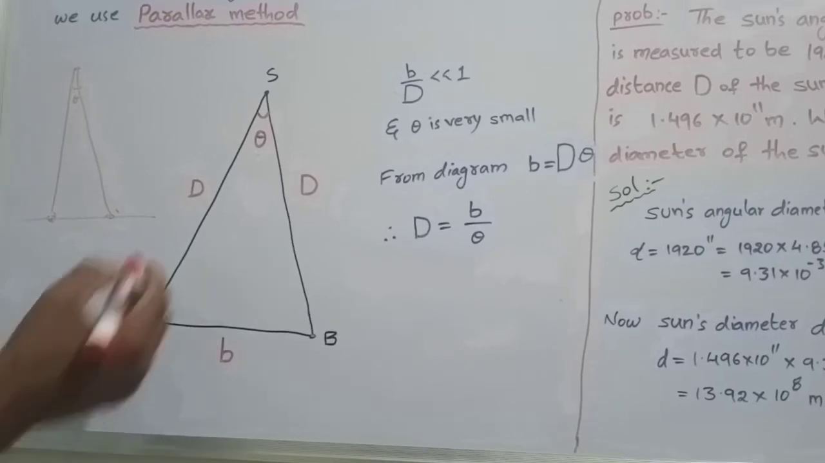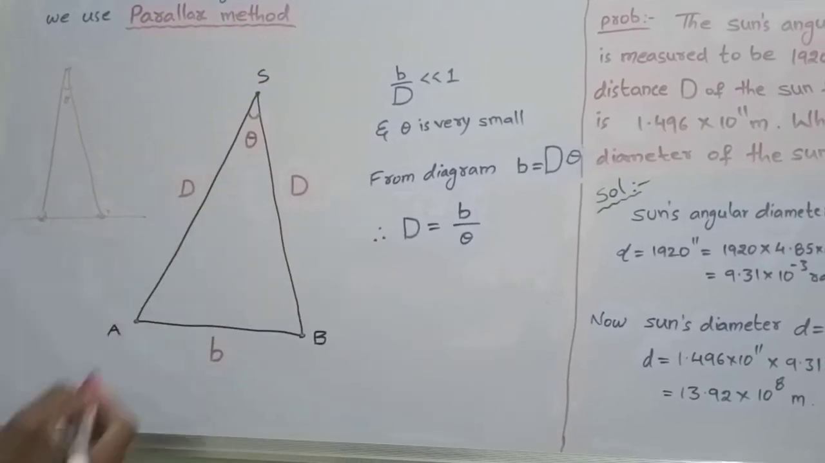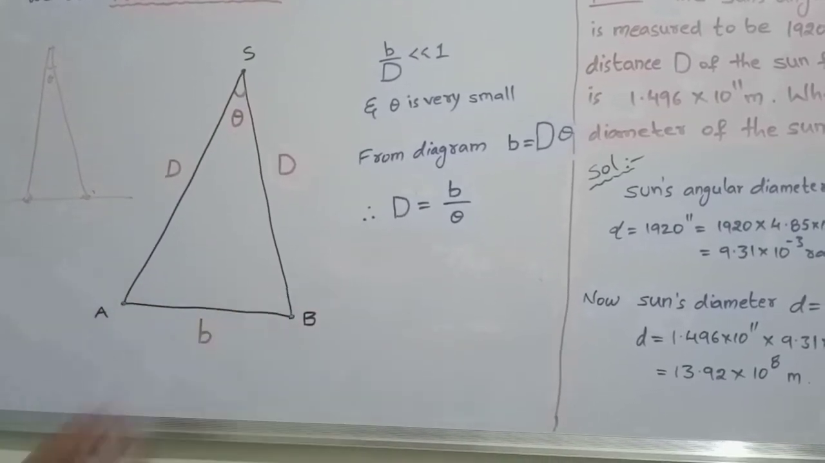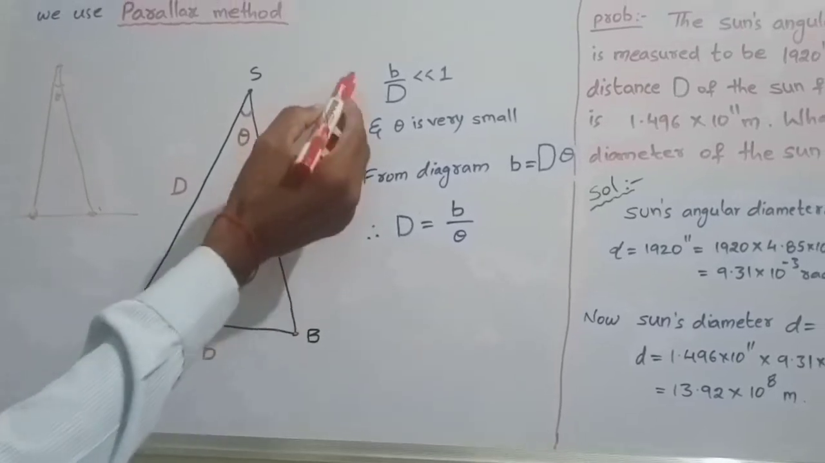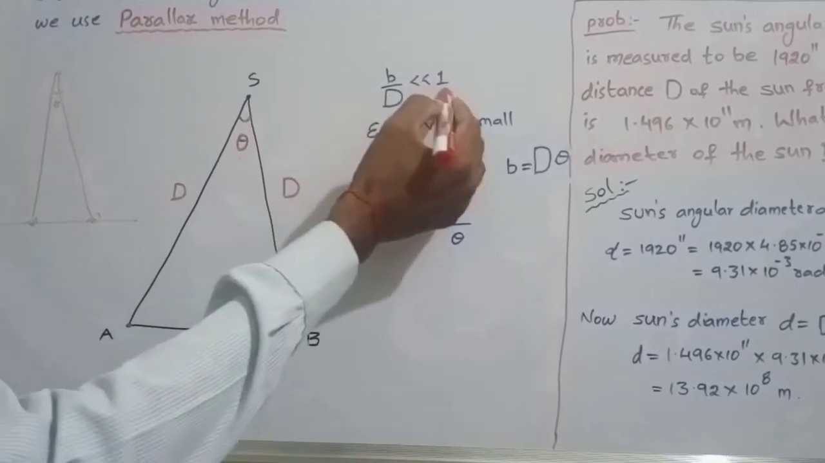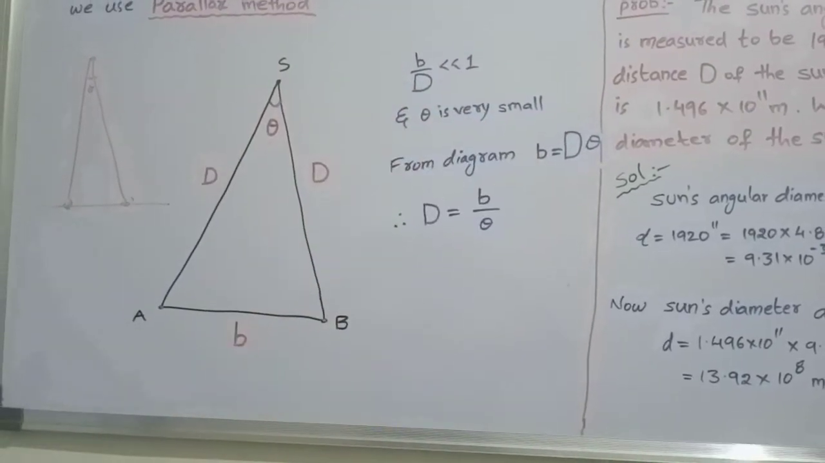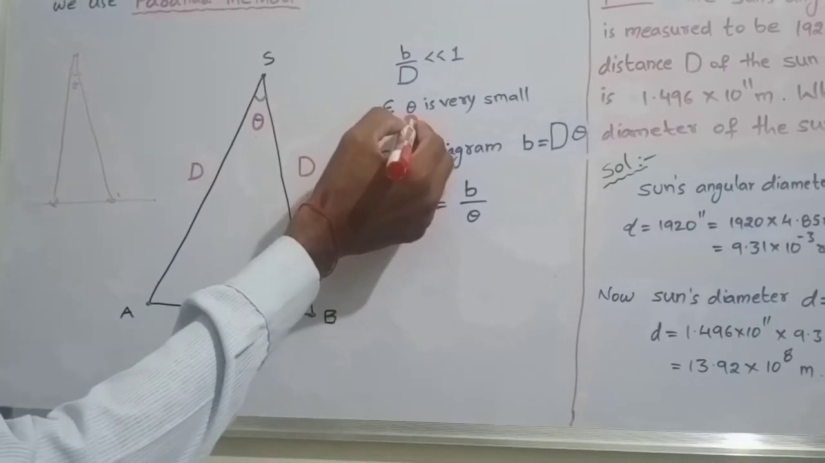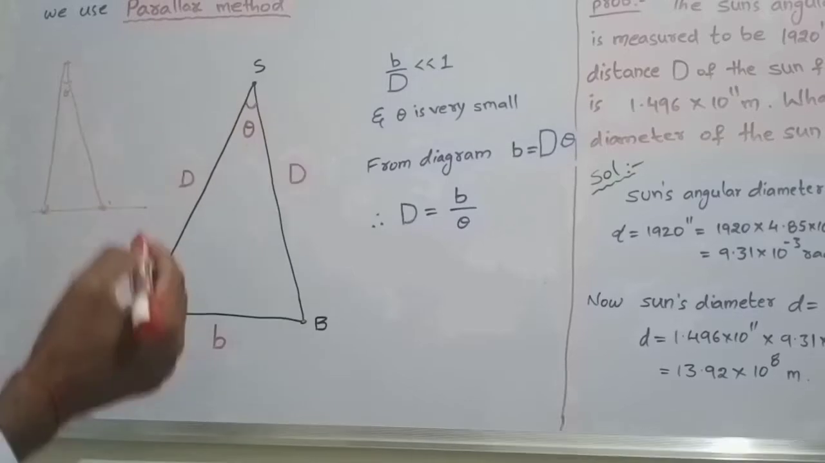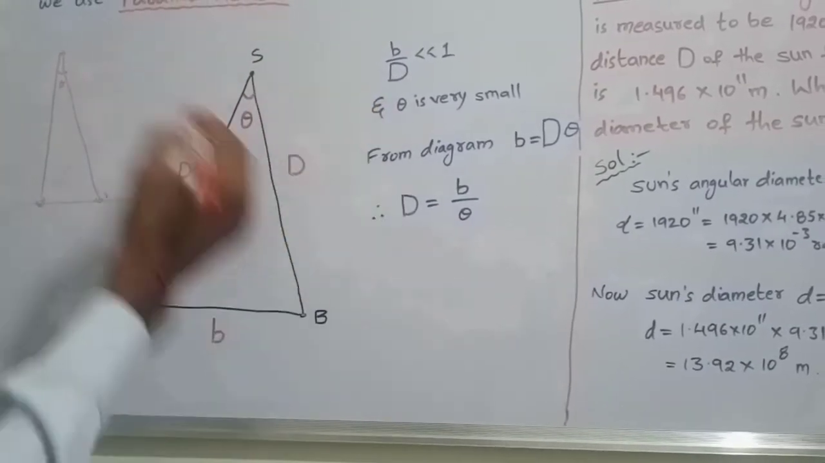As we know, the distance between the star and the Earth's surface, capital D, is very large compared to the distance between the two positions on the Earth's surface. That is, the value of small b by capital D is very small. So the angle theta is also very small, and due to theta being very small, we treat this as an arc.